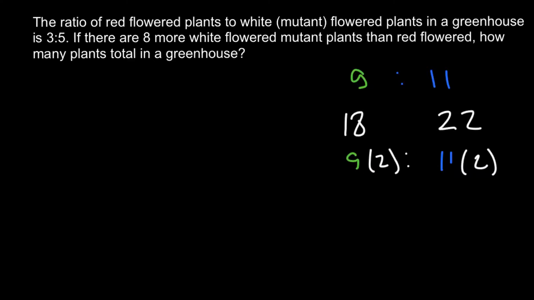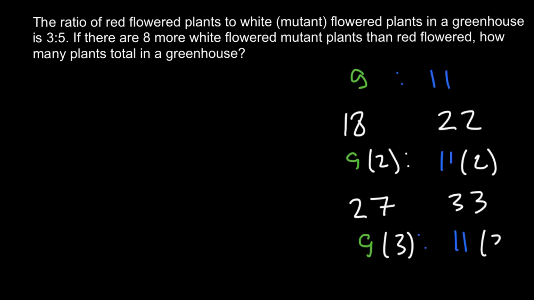Or, for example, 27 and 33. Once again we have the ratio 9 to 11, but this time we multiplied both sides by 3. So no matter that the numbers here are different from the numbers we have here, the ratio would be the same, 9 to 11. So now that we already know this, we can solve this problem.